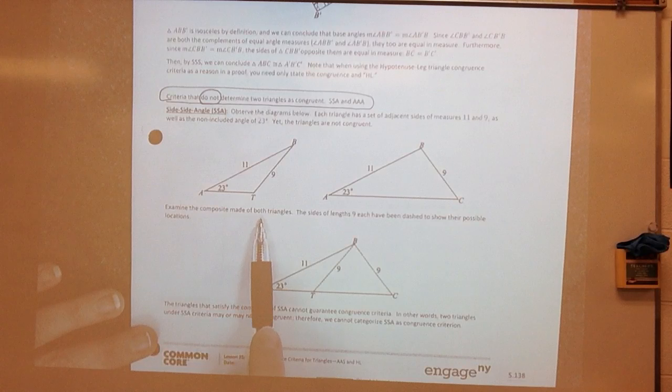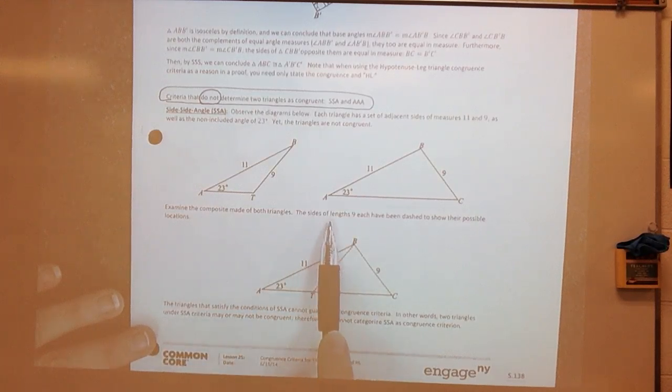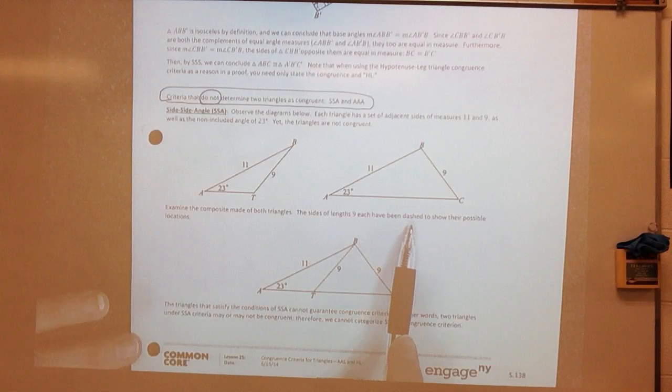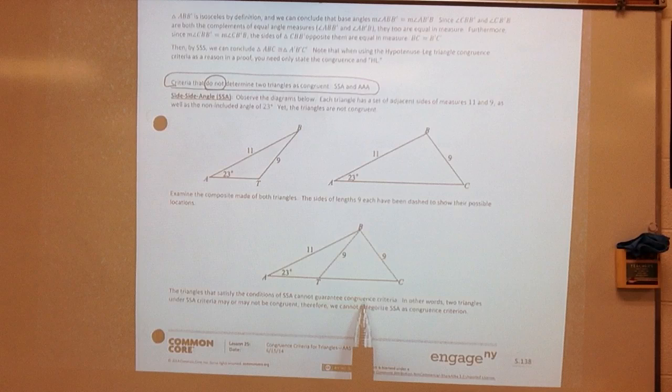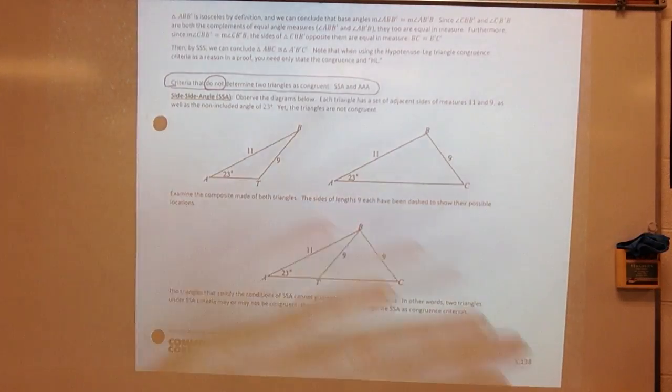Examine the composite made of both triangles. The sides of length 9 each have been dashed to show their possible locations. The triangles that satisfy the conditions of side-side-angle cannot guarantee congruence. In other words, two triangles under SSA criteria may or may not be congruent. Therefore, we cannot categorize SSA as a congruence criterion. So we cannot use that because we don't know. It may or may not.